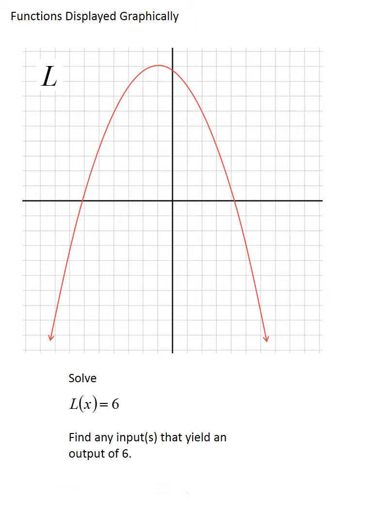Same problem, slightly different approach. If you're asked for L of x equals 6, and you're trying to solve for x, just find the points that have an output of 6, or however many there happen to be, in this case 2. And once you realize what those points are that have a y-coordinate of 6, you know the inputs that lead to that output, and that's the same as solving the equation.